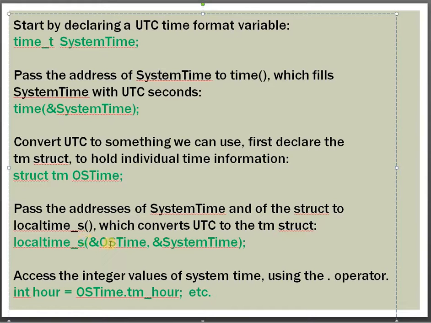And so since we are passing the addresses of, we know that there are pointers in the CTime library, and therefore, as soon as we've called this function, OS time is going to be filled with all that struct information that we saw in the library. And then we can start accessing the integer values. Here's an example.